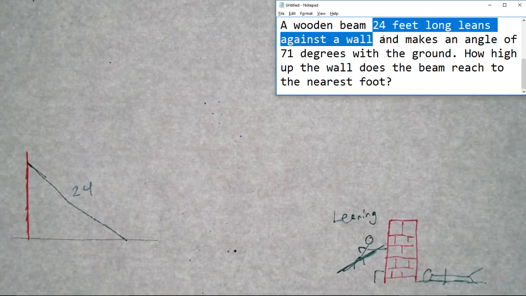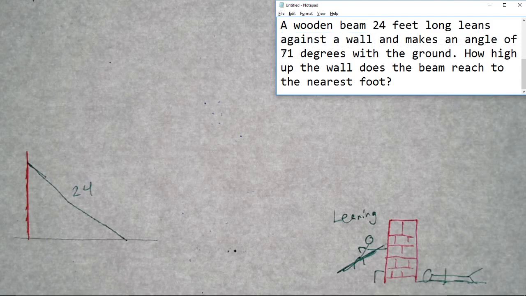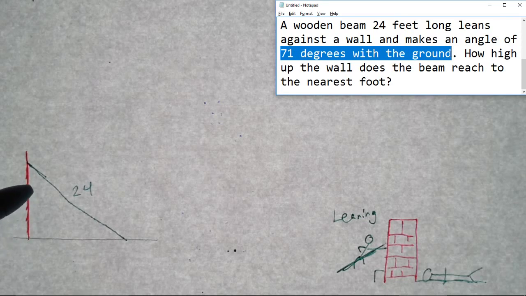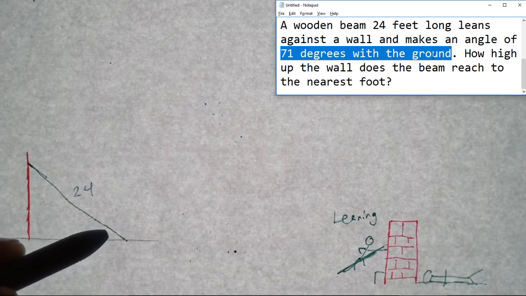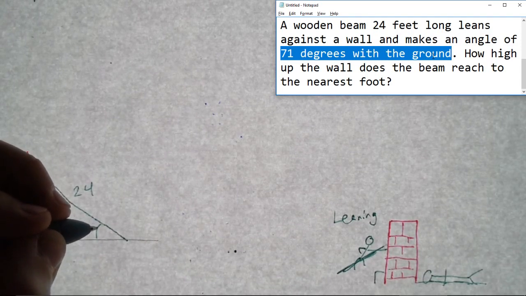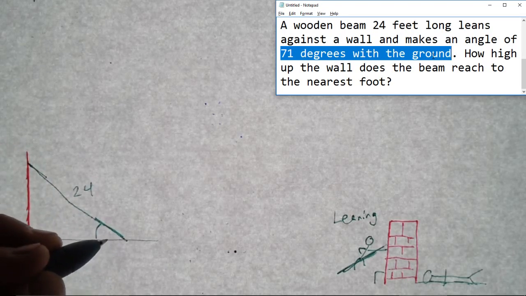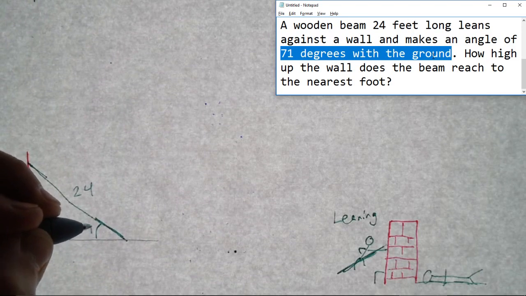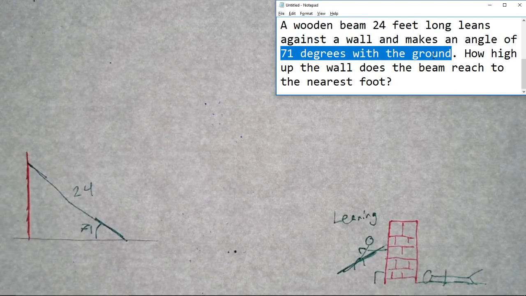They said that it makes an angle of 71 degrees with the ground. So here, this is the wall and the ground, and we're talking about my wooden beam making an angle with the ground. So it's not going to be this angle, it's not going to be this angle. Here's my angle of 71 degrees. Because this is my wooden beam making an angle with the ground. Here's 71 degrees right here. Notice also, if you've got a wall, you can assume that walls make a right angle with the ground, because walls are supposed to go straight up and down.